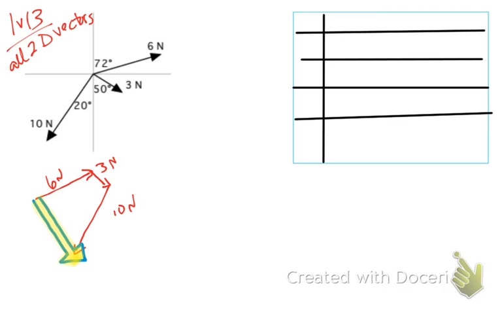Okay. Now let's do our labels. I'm going to call the 6 Newton one force 1, vector force 1. 3 is going to be vector force 2, and the 10 Newton is going to be vector force 3. So it's F of 1. Notice that little hat, that means it's a vector. F of 2, F of 3, and at the end I'm going to have the net force.